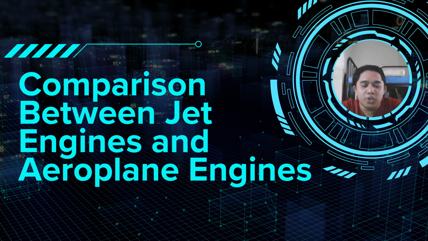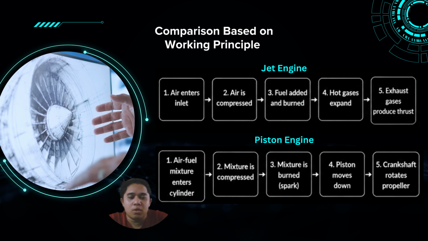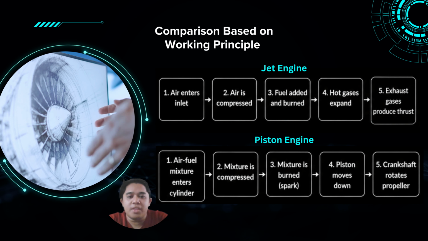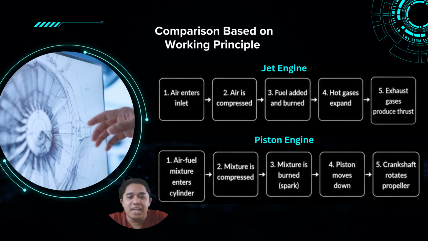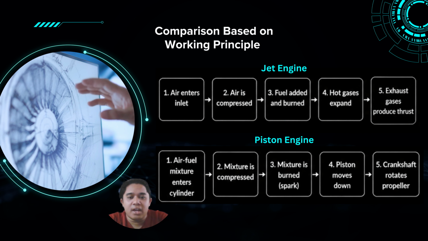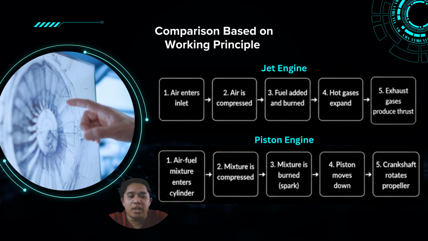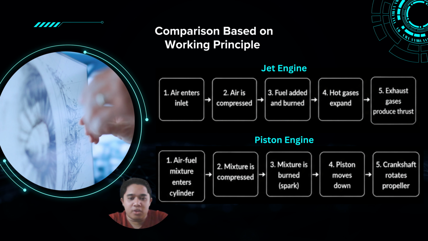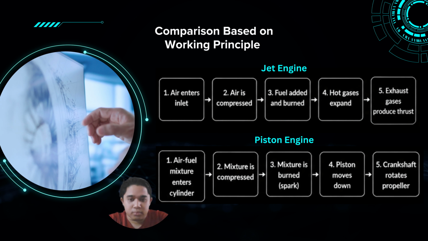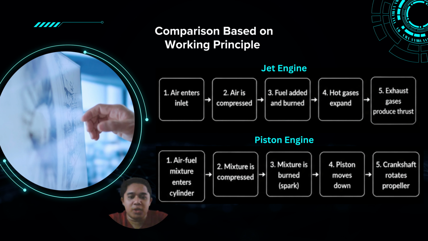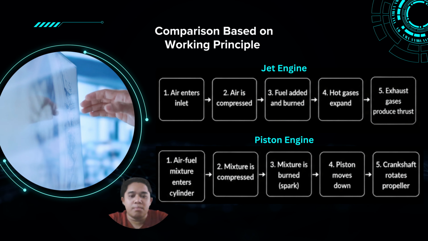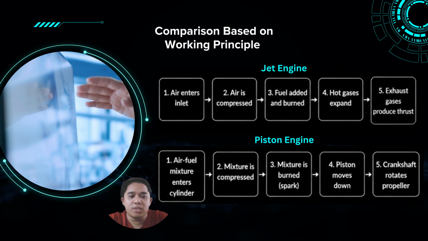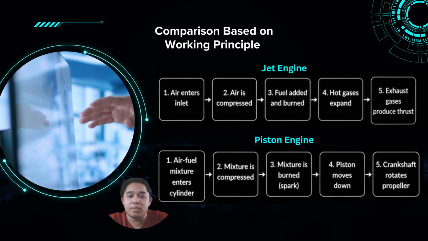Next, I will continue with the comparison between jet engine and aeroplane engine. Firstly, the comparison based on the working principle. For the jet engine, air enters the inlet, air is compressed, fuel is added and burns, hot gas expands, and lastly the exhaust gas produces thrust. For the piston engine, the air-fuel mixture enters the cylinder, is compressed, burns, the piston moves down, and the crankshaft rotates.